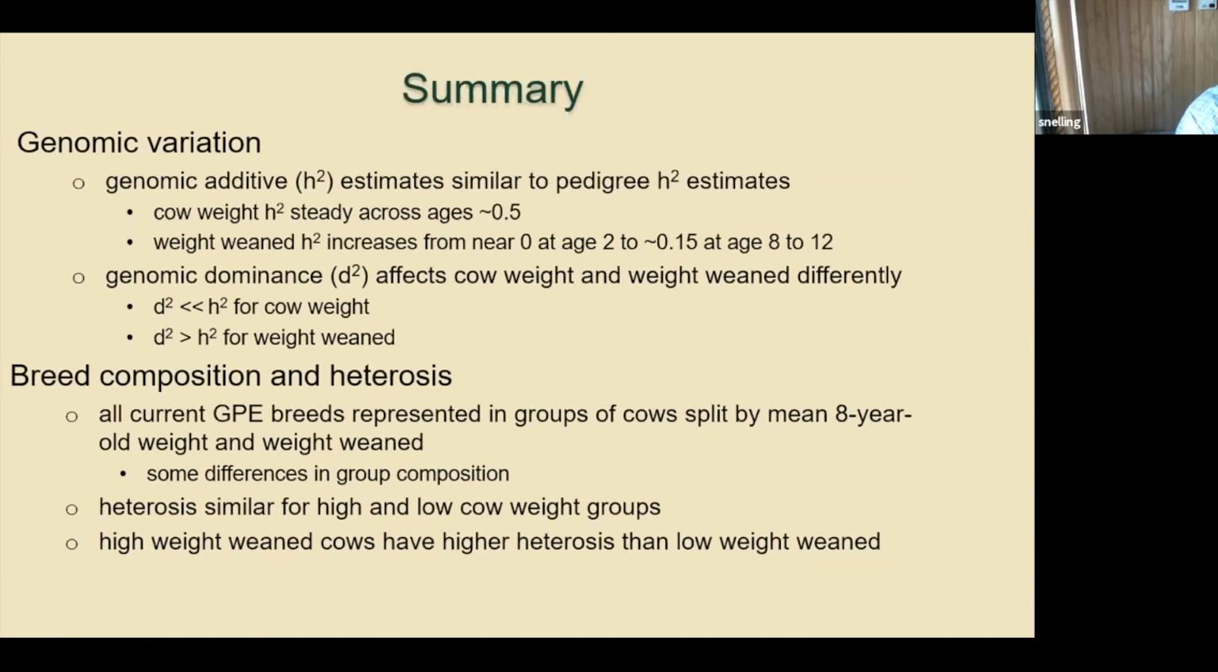For all the current GPE breeds are represented in all the groups of cows split by the mean 8-year-old weight and weight weaned, but there are some differences in what breeds contribute more or less to each of those groups. But the heterosis is similar for the high and low cow weight groups, but the high weight weaned cows have higher heterosis than the low weight weaned.